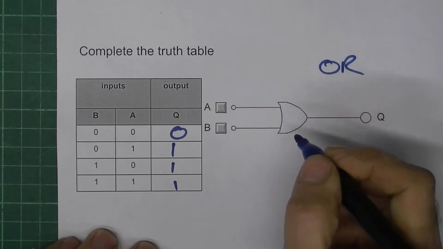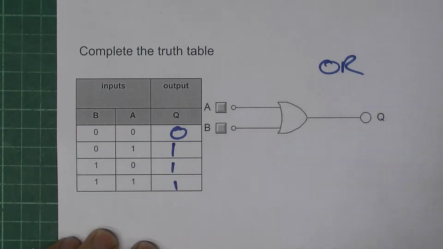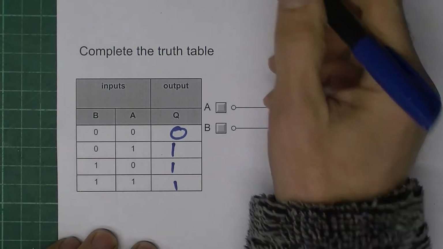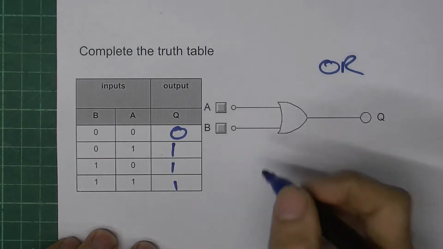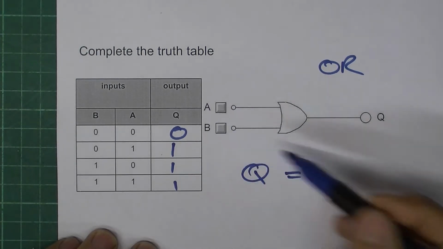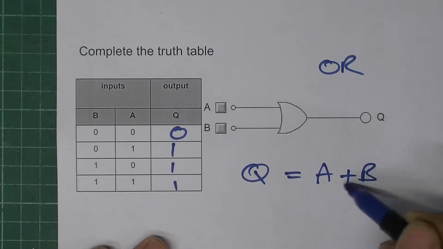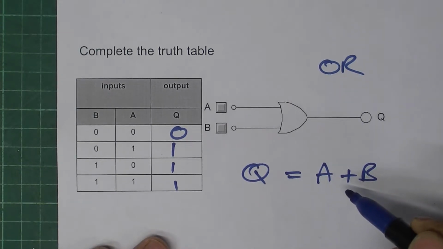If you're asked to draw the symbol for this, sorry, not the symbol, we've already got the symbol. If you're asked to write this algebraically, you're going to say that Q equals A or B. So although it has got the plus symbol, we always read this as OR.